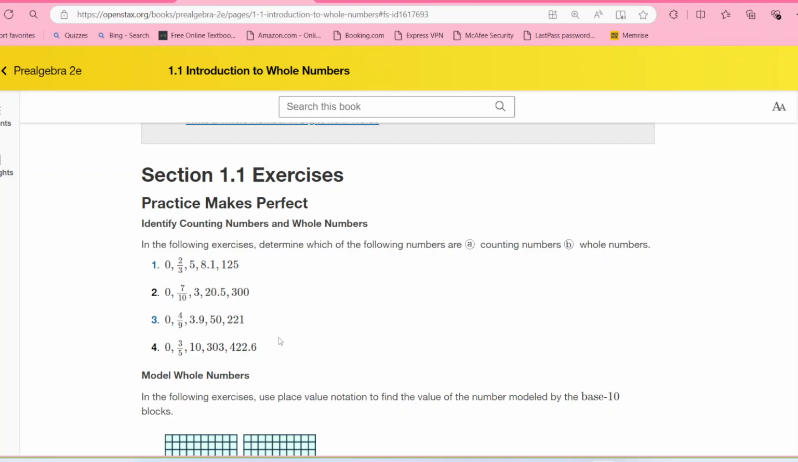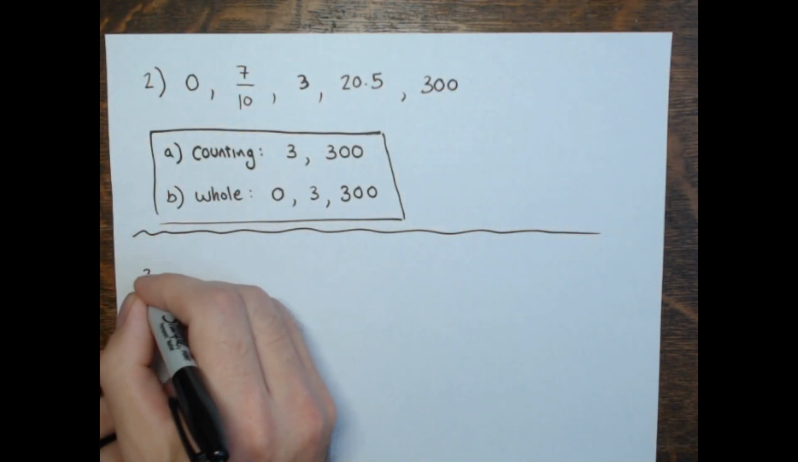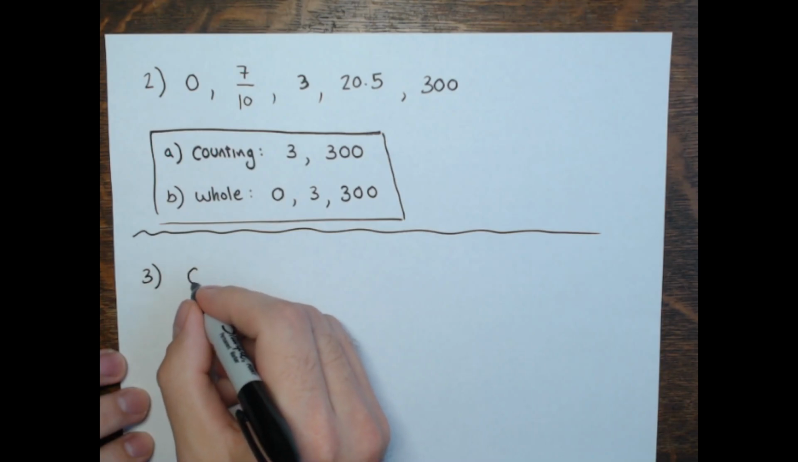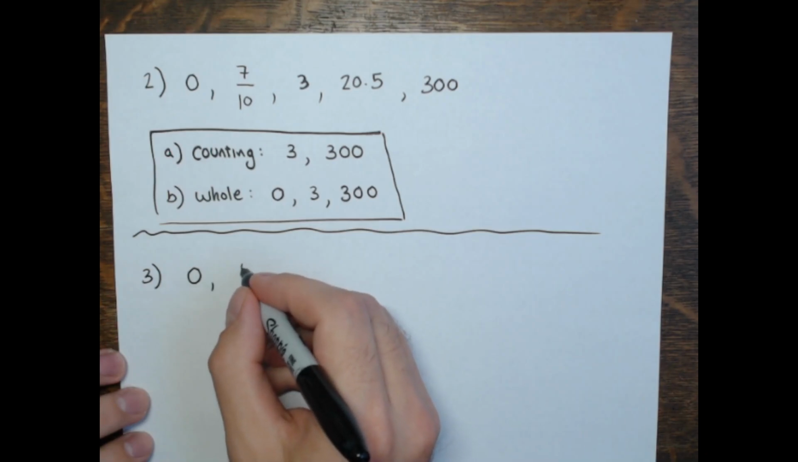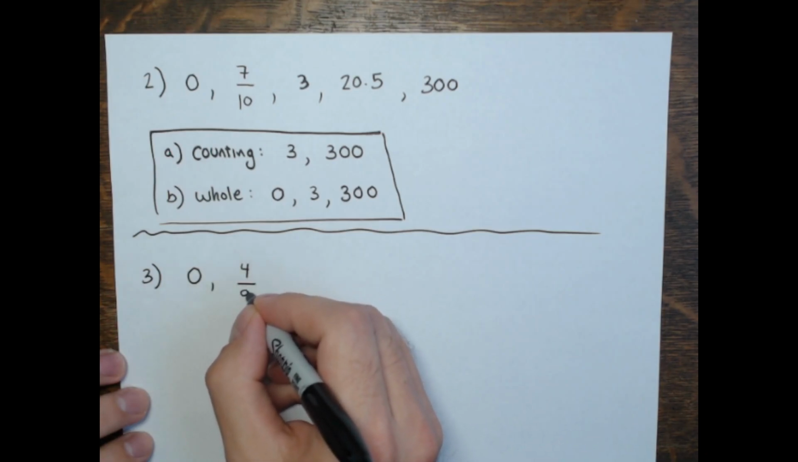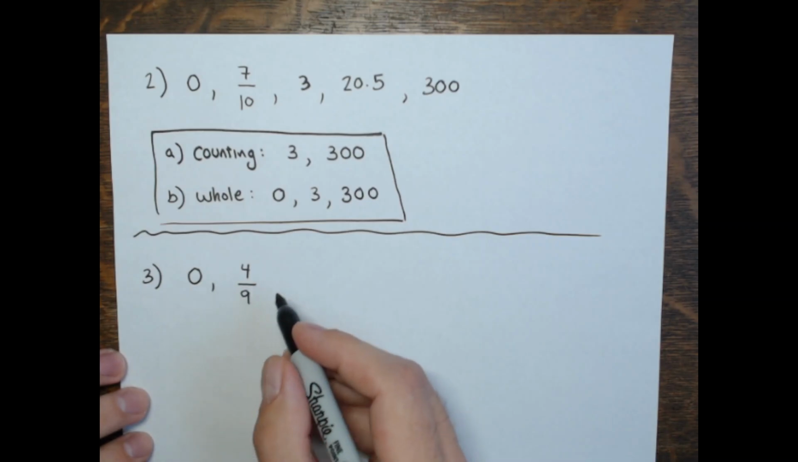All right, now one we can check, number 3. So here's the list. We're given 0 again. Then 4 divided by 9, 4/9. Here's a fraction with a denominator that's not 1. So that's neither counting nor whole again.